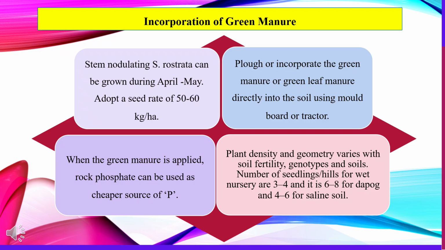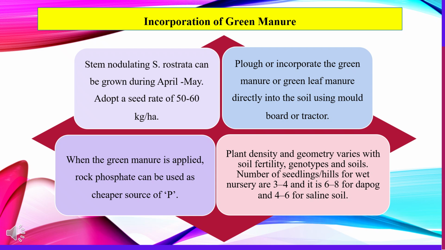Incorporation of green manure in paddy. Selection and cultivation of green manure. Stem nodulating Sesbania rostrata is ideal for paddy fields and can be sown during April-May. Use a seed rate of 50 to 60 kg per ha. Grow for 45 to 50 days before incorporation to maximize biomass and nitrogen fixation.